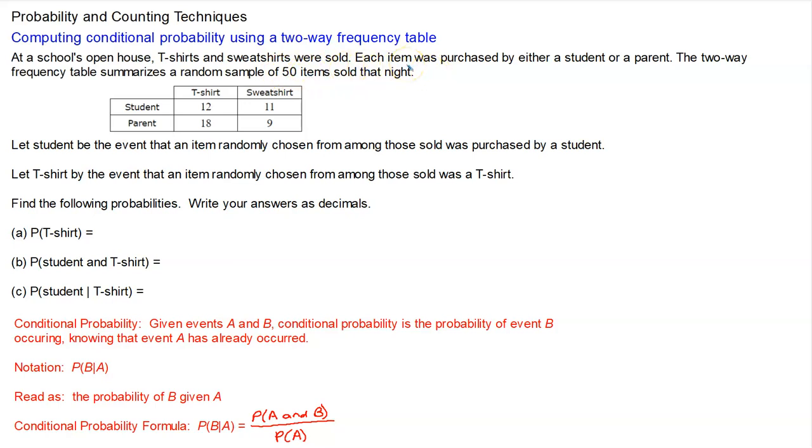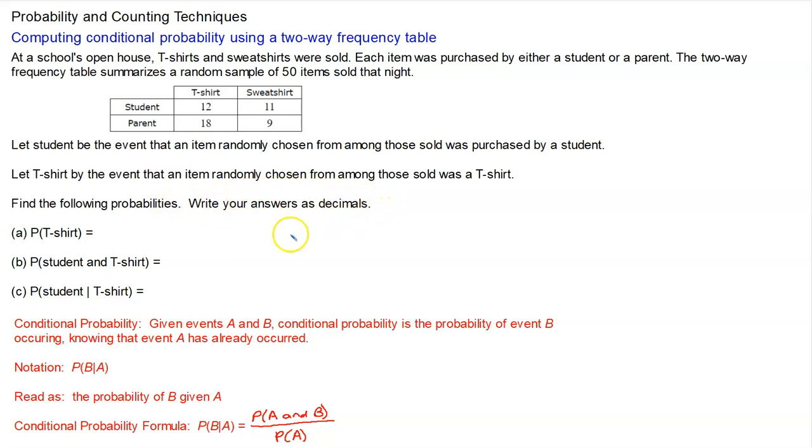So to be clear, this table is a sample of all of the sales. So a random sample of 50 items. So if we were to total all of these up, we would have 50 items. Now we're going to let student be the event that an item randomly chosen from among those sold was purchased by a student. We'll let t-shirt be the event that an item randomly chosen from among those sold was a t-shirt. And they want us to find the following probabilities and write our answers as decimals.